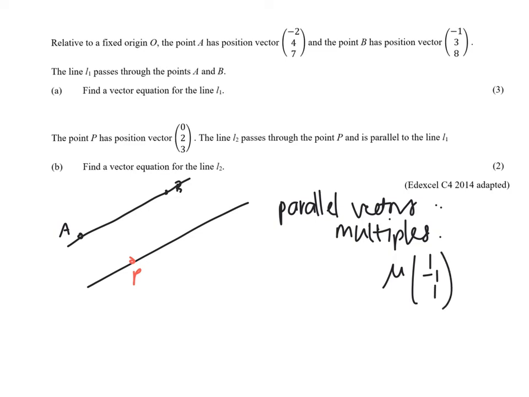Notice I've used a different Greek letter here. I've used mu instead of lambda because I don't want to dictate the same rate of movement up and down that line. So just to show it's different, but it's still just a multiple of the direction vector we found in part A. And this time we're not fixing it in space using A and B, we're fixing it in space using P. And so here is our second line. And that's it.